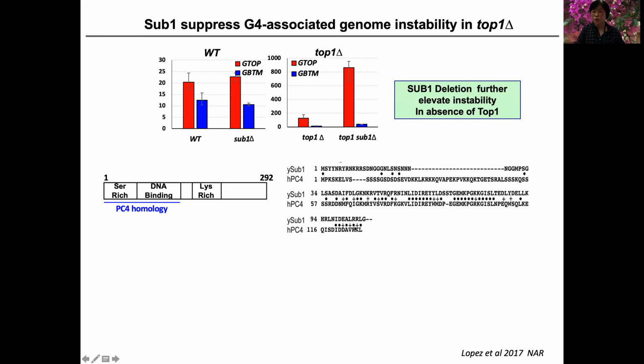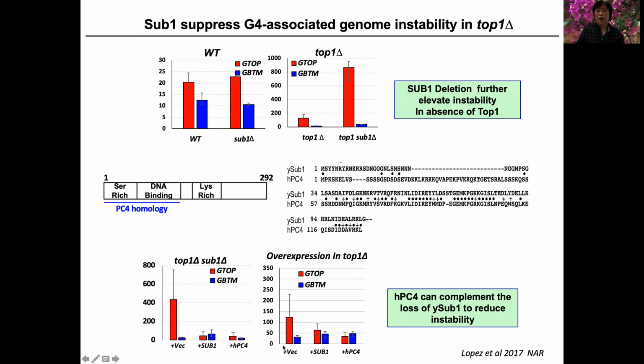So I talked about the human homolog that's highly conserved. And when you have a Sub1 deletion background, you can actually supplement Sub1 expression or human PC4 expression to lower the recombination rate back down.